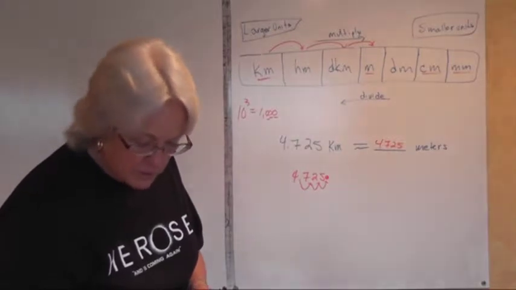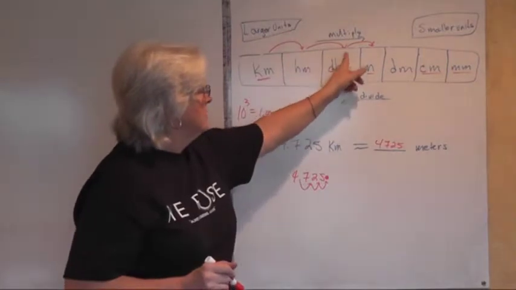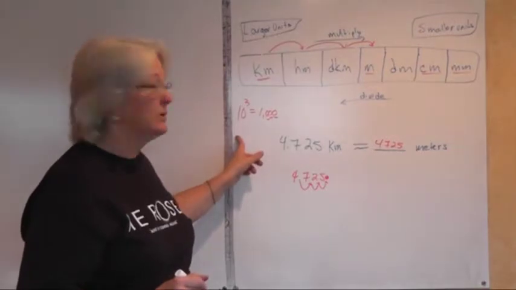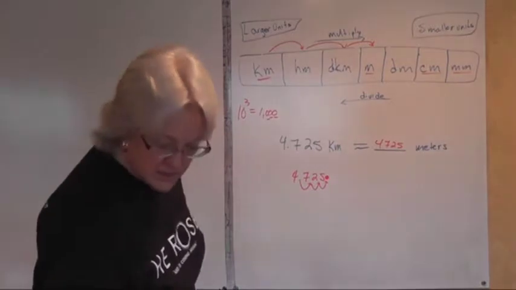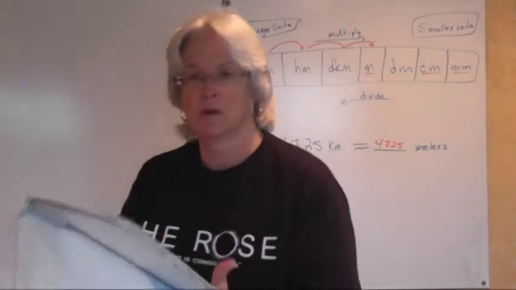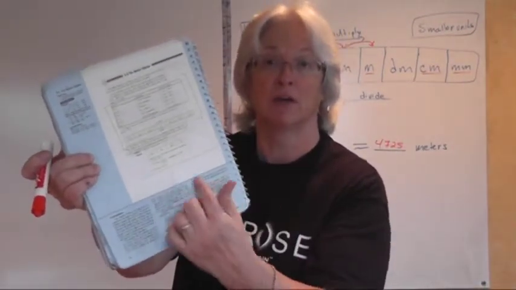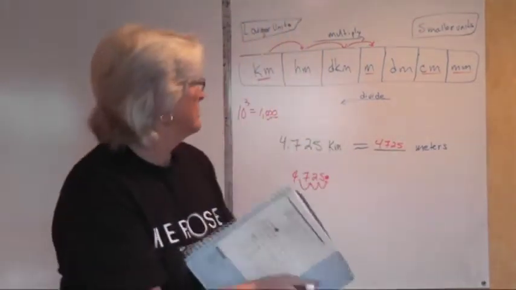Okay. And your book says moving 3 units to the right is the same as multiplying by 1,000. And your book itself shows exactly what I'm talking about right here: when you're multiplying by 1,000, you move your decimal point 3 units to the right. If you're going to divide by 1,000, you move your decimal point 3 units to the left.